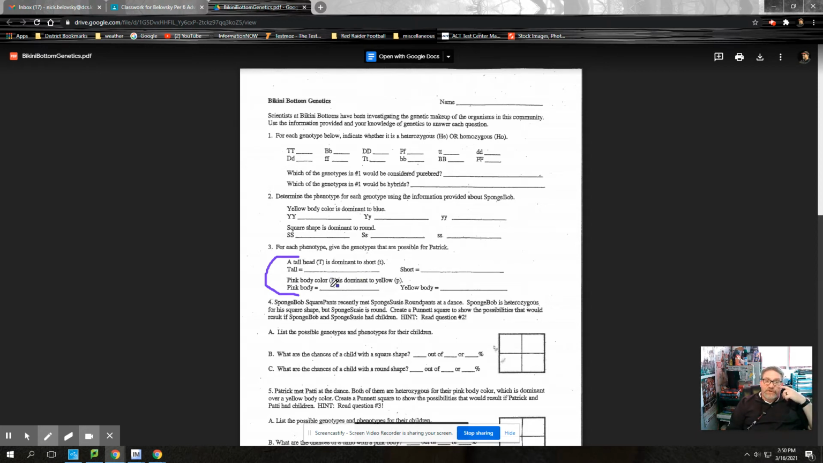Okay, there's actually two sets of answers here. In order to have a yellow body, what's the one set of allele combinations that you could have? All right, number 4.